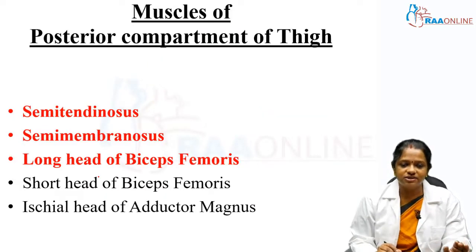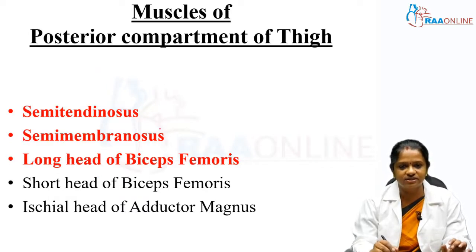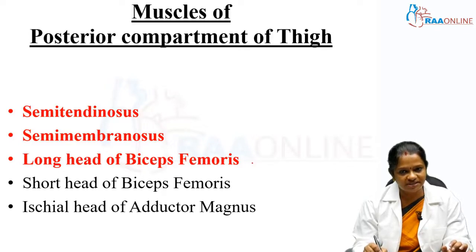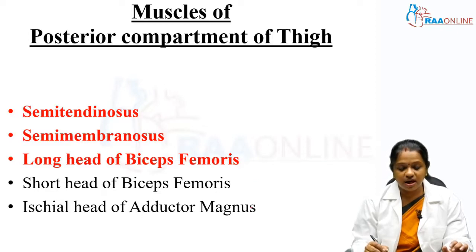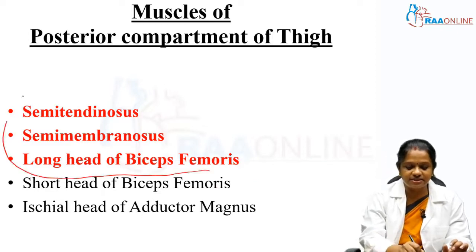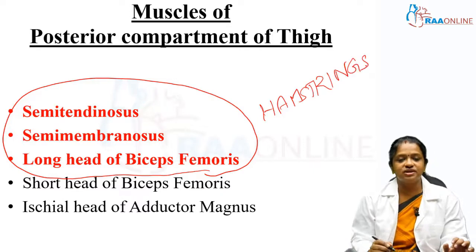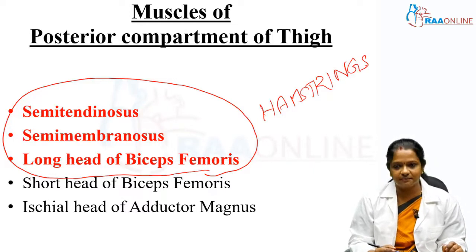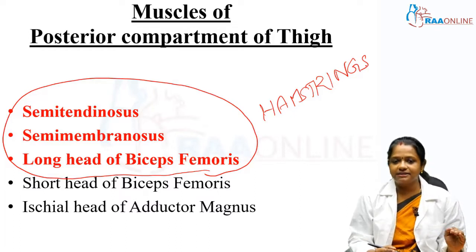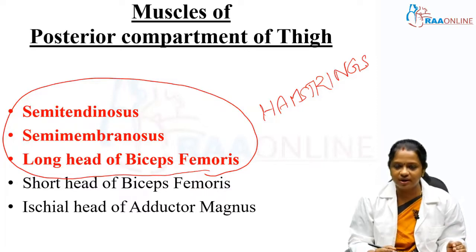These are the important muscles of the posterior compartment of thigh: semitendinosus, semimembranosus, long head of biceps femoris, short head of biceps femoris, and ischial head of adductor magnus. Among these muscles, these three muscles are called hamstrings. So, though we say hamstrings are the muscles of the posterior compartment of thigh, among the muscles of the posterior compartment, only semitendinosus, semimembranosus and long head of biceps femoris are called hamstrings.